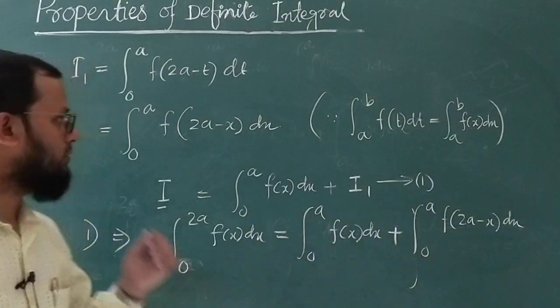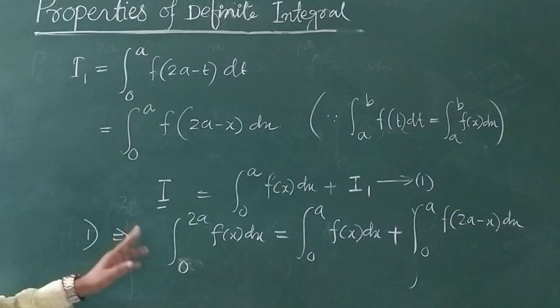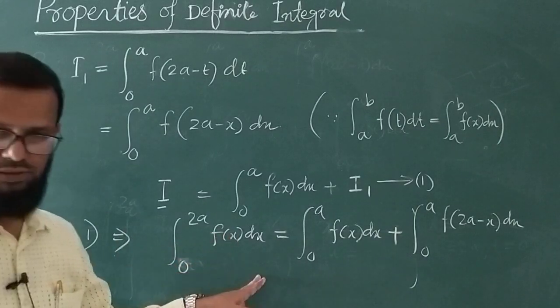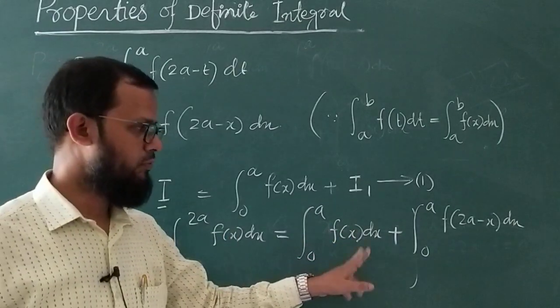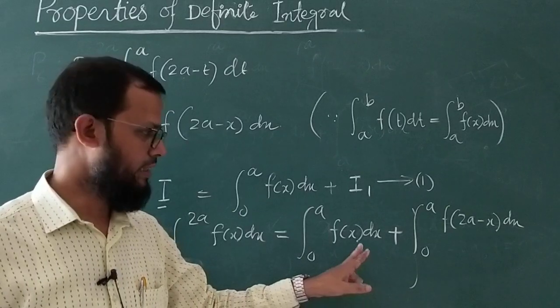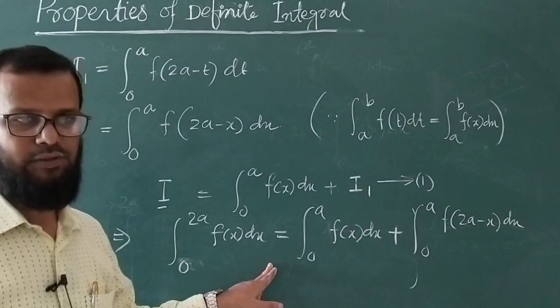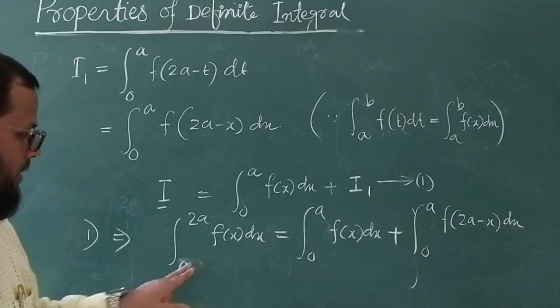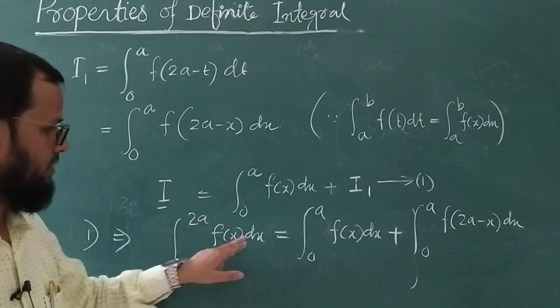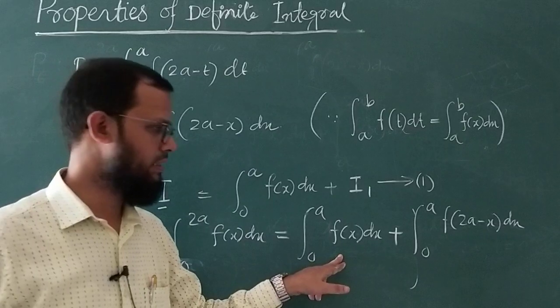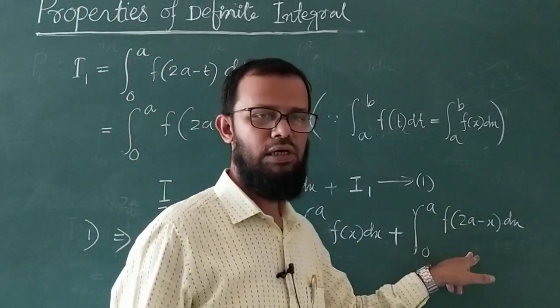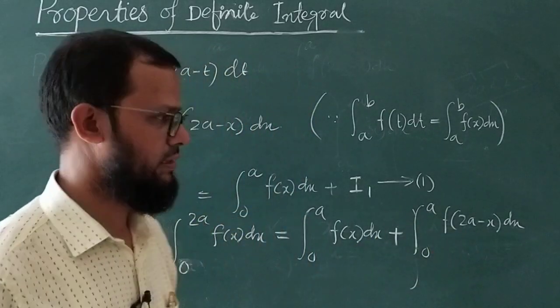Okay, so this is the way you can utilize this particular property in problems, and I am going to write the next property, which will be proved by using this particular property. This is a very useful property. Integration 0 to twice a fx dx is equal to integration 0 to a fx dx plus integration 0 to a f of twice a minus x dx.